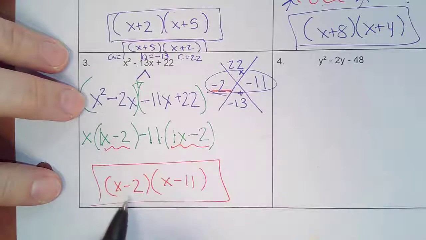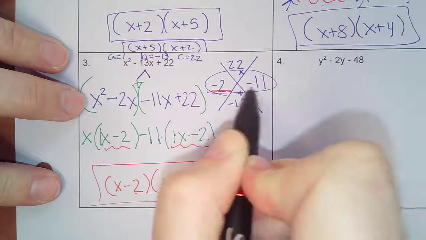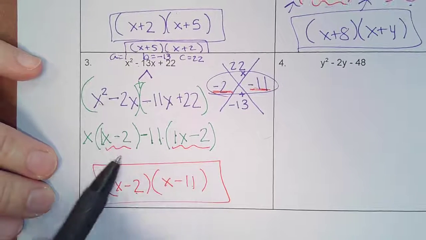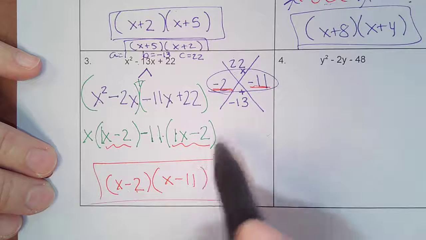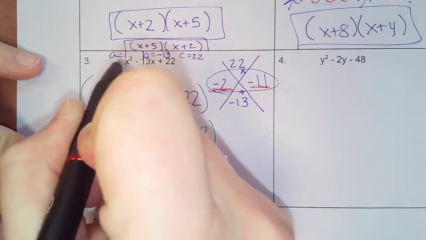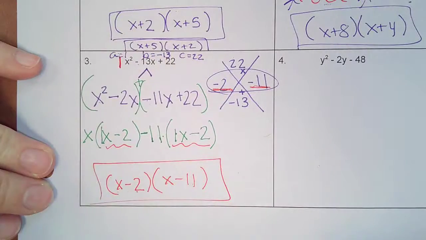Minus 2, x minus 2, minus 11, x minus 11. You still need to show this work. This is only true for problems where the first term is 1. So let's try another one.